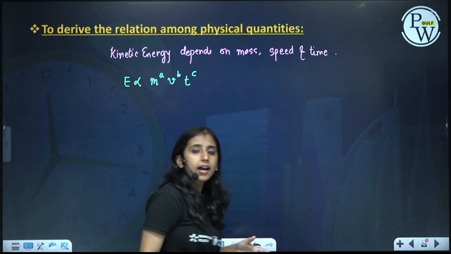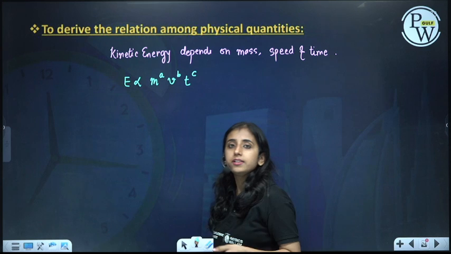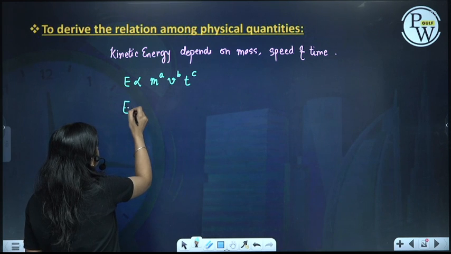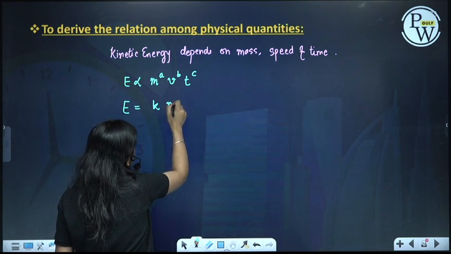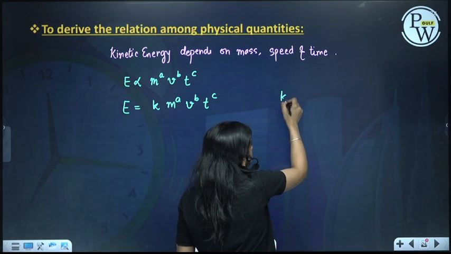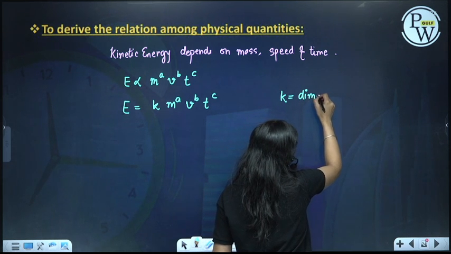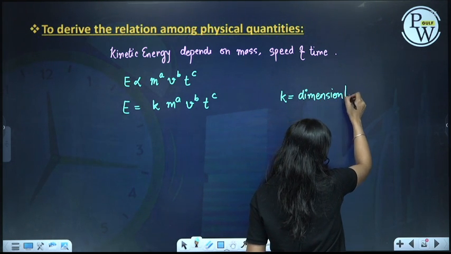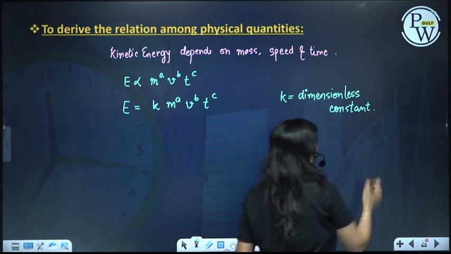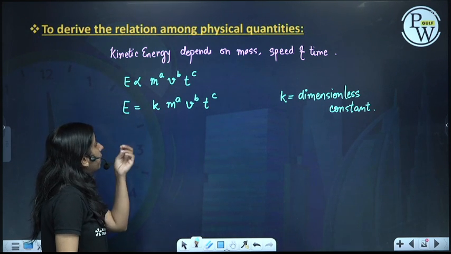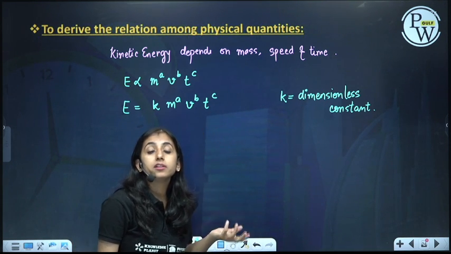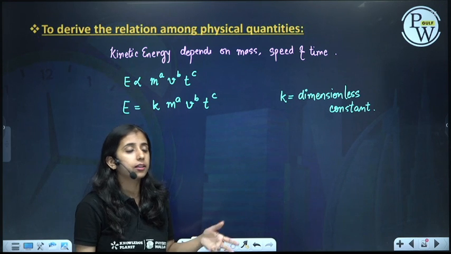Let us take that energy is directly proportional to m raised to the power a, speed raised to the power b and time raised to the power c. Now if we remove this proportionality sign, we will add a constant: E equals k m raised to the power a, v raised to the power b and t raised to the power c, where k is a dimensionless constant. K is not having any dimensions. Now if we get to know the values of a, b and c, then we will get the relation, whether it is inversely proportional or directly proportional.